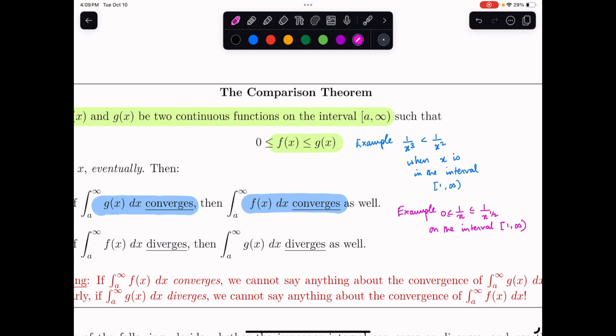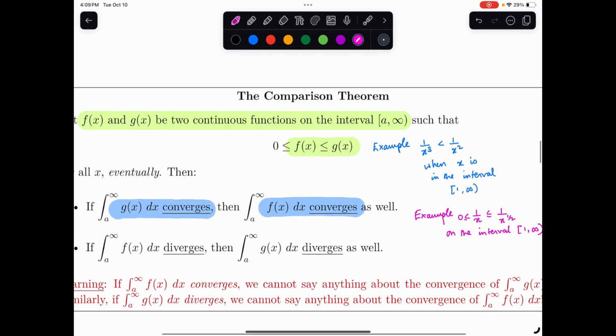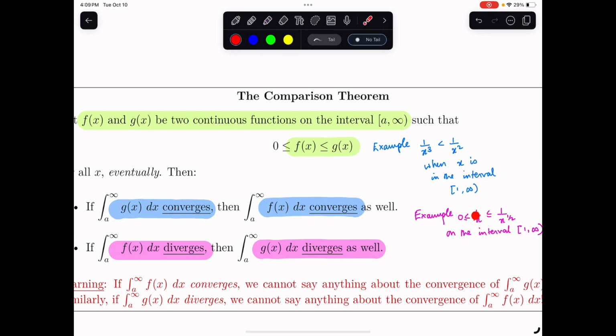So let's read this statement really clearly. What we're saying is if f of x diverges, now f of x is the smaller guy, then g of x must diverge as well. Once again, this makes sense because if the smaller of the two functions diverges, which means that if you take the integral or the area under the smaller function and that goes to infinity, then the area under the bigger function has to go to infinity as well.